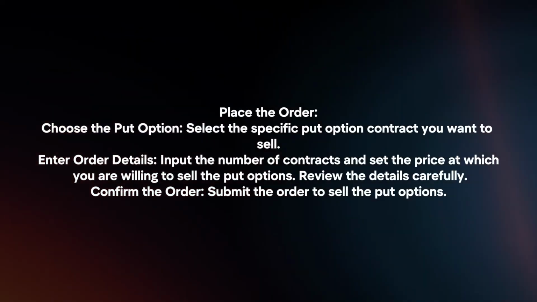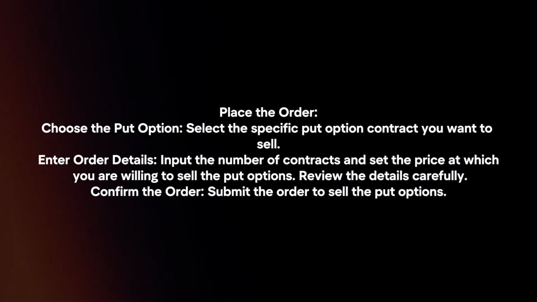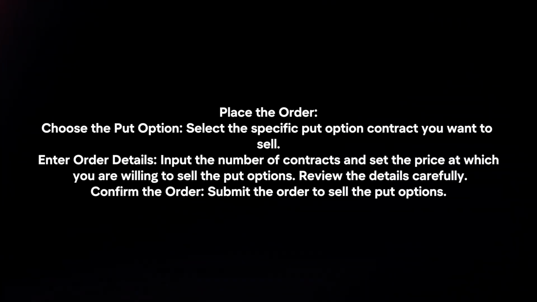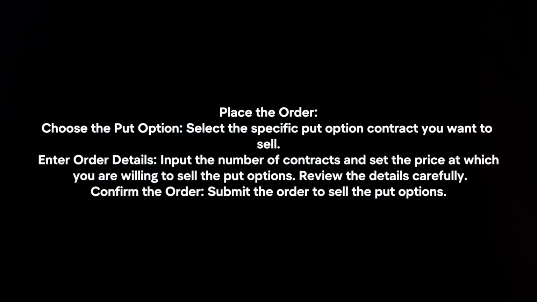Place the order. Choose the put option. Select the specific put option contract you want to sell. Enter order details. Input the number of contracts and set the price at which you are willing to sell the put options. Review the details carefully. Confirm the order. Submit the order to sell the put options.